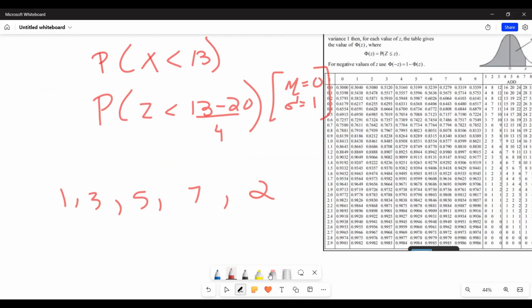ठीक है. तो हम मीन को 0 करने के लिए हमें जो एक डेटा वैल्यू गिवन है उससे हम डिस्ट्रीब्यूशन का मीन सबट्रैक्ट कर देते हैं, और जो गिवन स्टैंडर्ड डेविएशन है उससे डिवाइड कर लेते हैं ताकि उसकी स्टैंडर्ड डेविएशन 1 हो जाए. So that we can use the table. Okay, so this is probability z is less than negative 1.75.